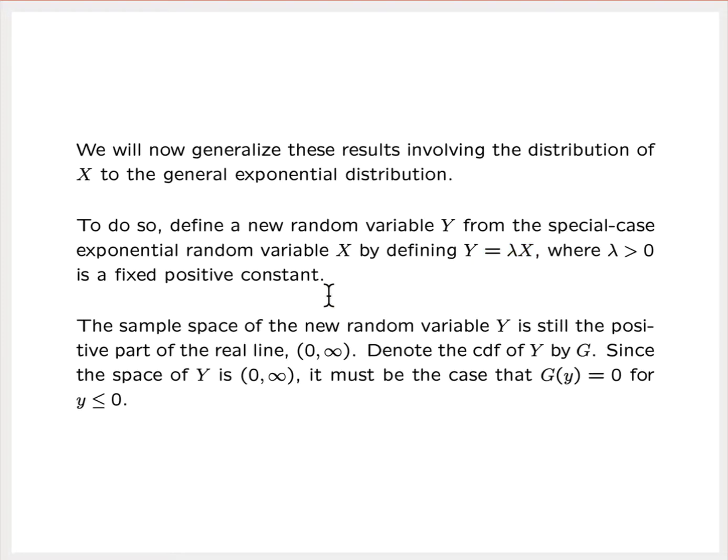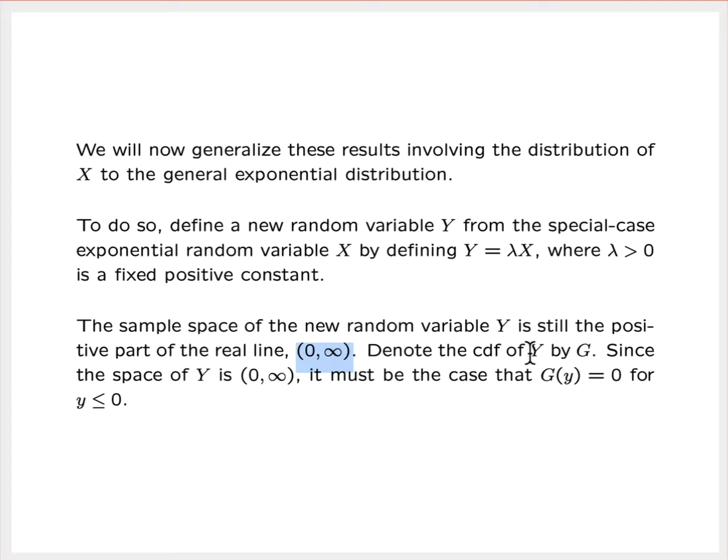Now, the sample space of x, the special case exponential, was the positive part of the real line. By multiplying x by lambda, which is positive, we have not changed the sample space. So the new random variable y has the same sample space as x, and in particular, the positive part of the real line.